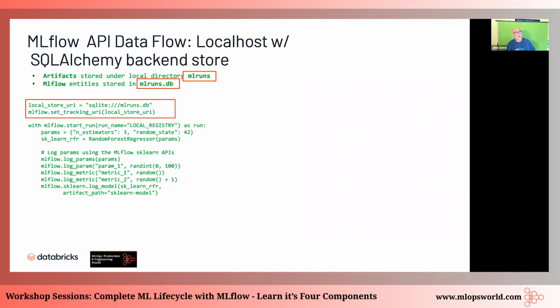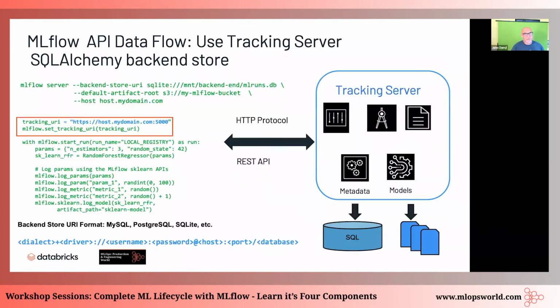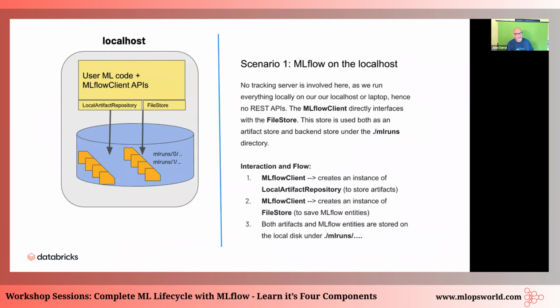MLflow UI can also run on a local host with an SQLAlchemy server. When you use an SQLAlchemy server, which is the SQL compatible one, it creates the mlruns directory. It will only keep the artifacts over there, and everything else is stored in the local SQLite database. And so the flexibility is enormous when you're using a tracking server. You can use it in a number of combinations, and let me show you some of the combinations that you can use.